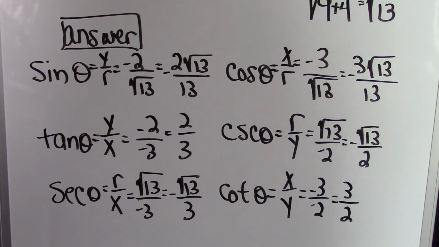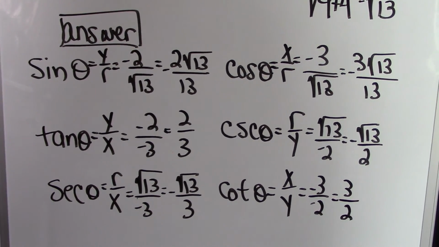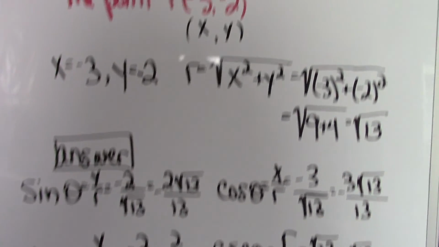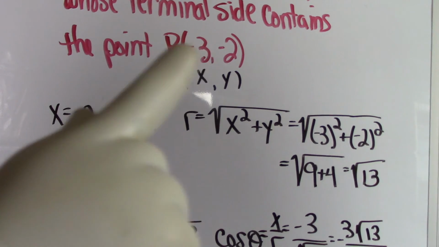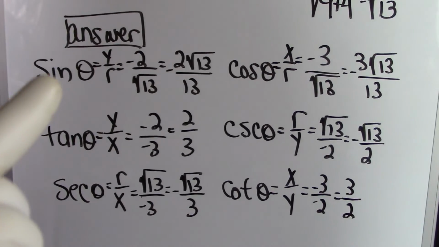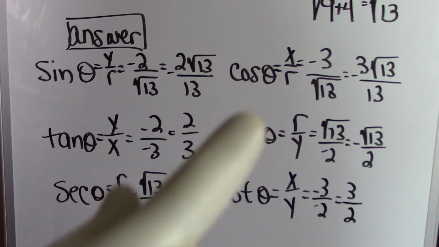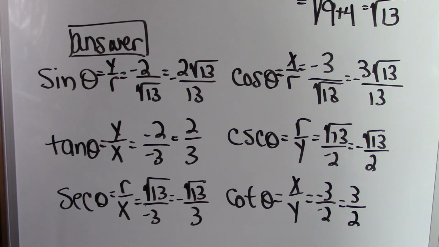Nothing else. You don't need a calculator. You don't even need a chart. You just need the formula to find r. And remember that your point is x and y already. And then use each of these ratios to help you find the 6 trig functions.